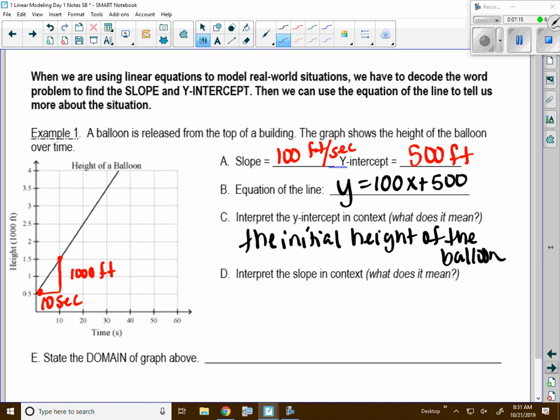Okay, what about the slope? This one we didn't really talk about too much yet. We do have a label on our slope, so that should help give you a hint. But can anybody raise their hand and tell us what that slope means in context of our problem? What do you think, Patrick? It's going to rise. Yes. The balloon is rising 100 feet every second.